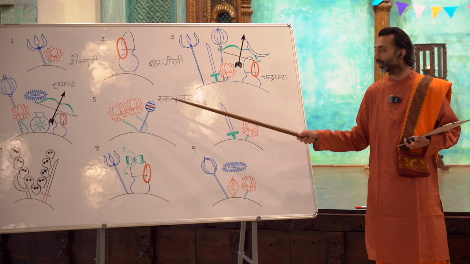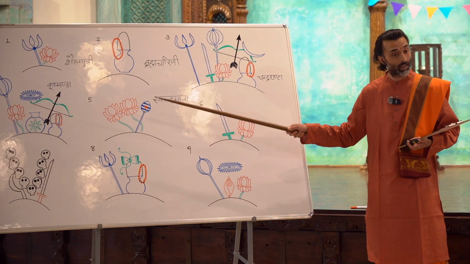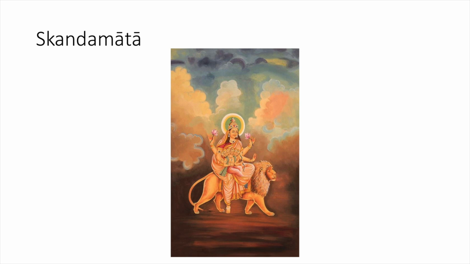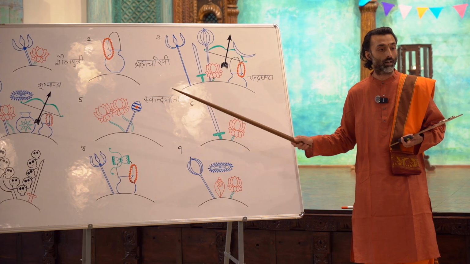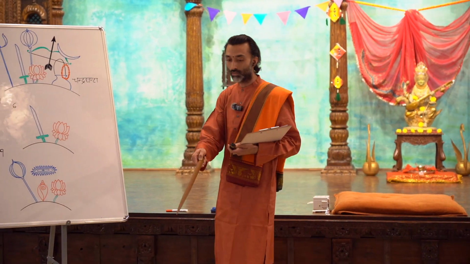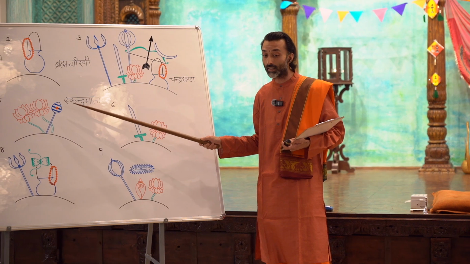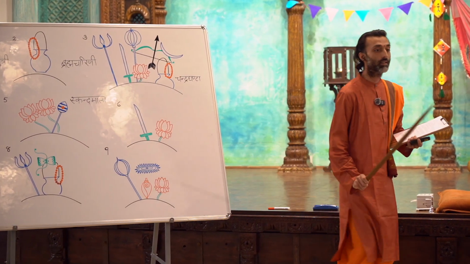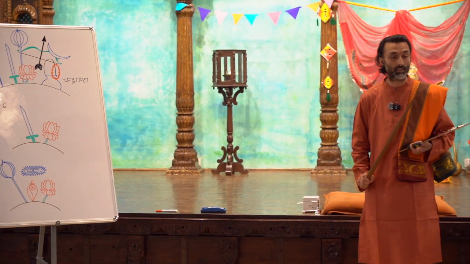So here, symbolically, we're trying to show Skandamātā as having lotus. Do you see the lotus? Two lotuses and a very special spear. This is a very special spear. Rishi, you were asking this question, right? Only Kartikeya has this spear. Very special. Anytime you see this, you know it is Kartikeya, whose name is Skanda.